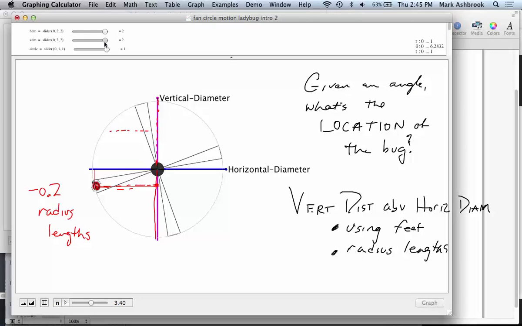Horizontal distance from the vertical diameter, to the right of the vertical diameter. We do the same thing again. We could say, how far is the bug to the right of the vertical diameter, using feet and using radius lengths. Okay, so there's a few webwork problems where you're going to have to use this idea and approach to answer the questions.